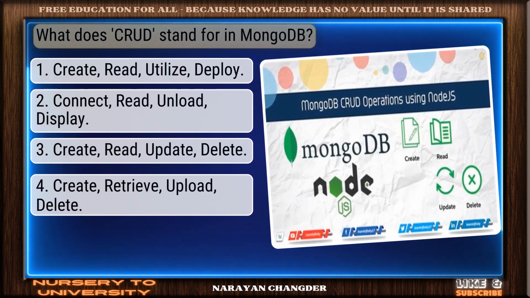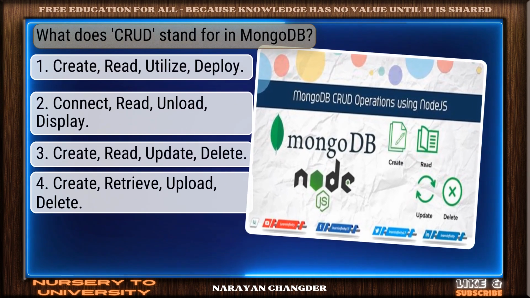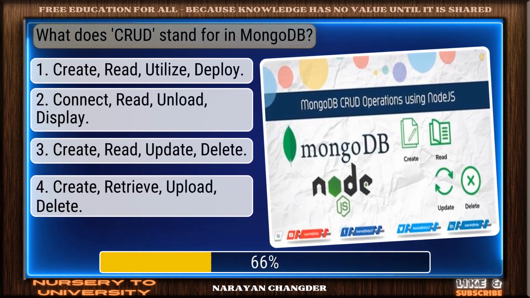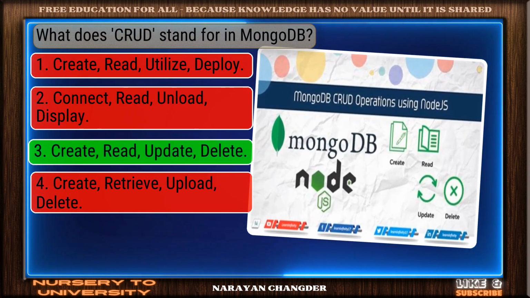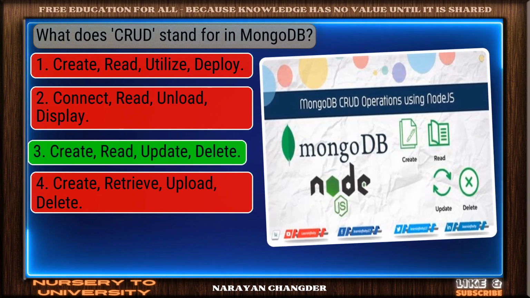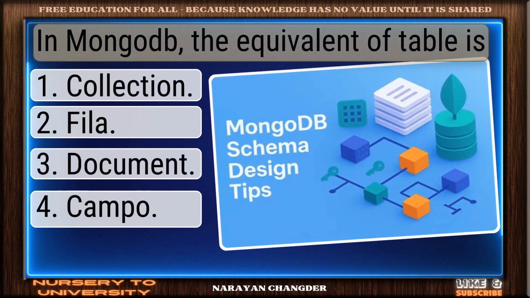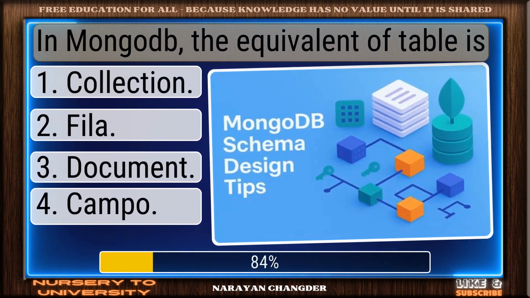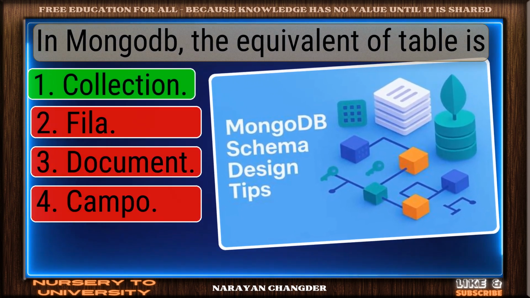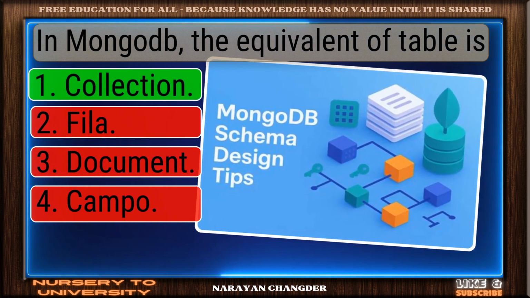Question number 42. What does CRUD stand for in MongoDB? Excellent choice. Create, read, update, delete is the right answer. Question number 43. In MongoDB, the equivalent of table is? Sharp thinking. Collection is the right choice.